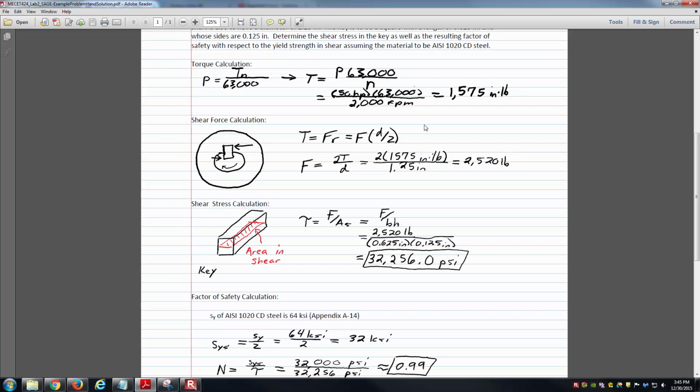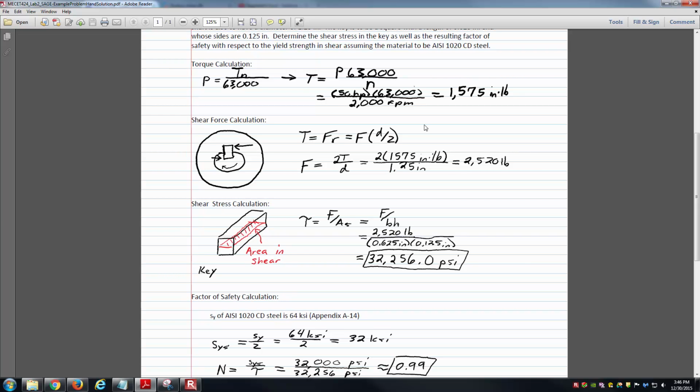Then, of course, you've got to relate the torque to the actual shearing force that's trying to cut this key right in half along its length. A little bit of geometry work there, and you can relate the force to the diameter of the shaft. And then after you get the force, you can now look at the key itself. You know the shearing force.